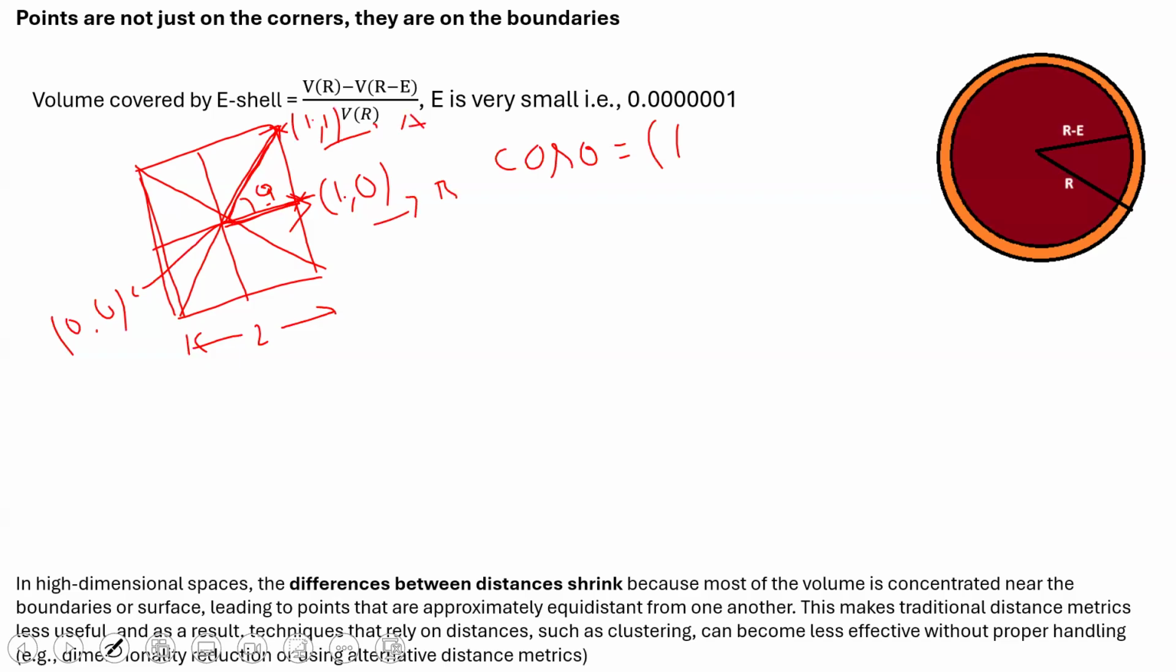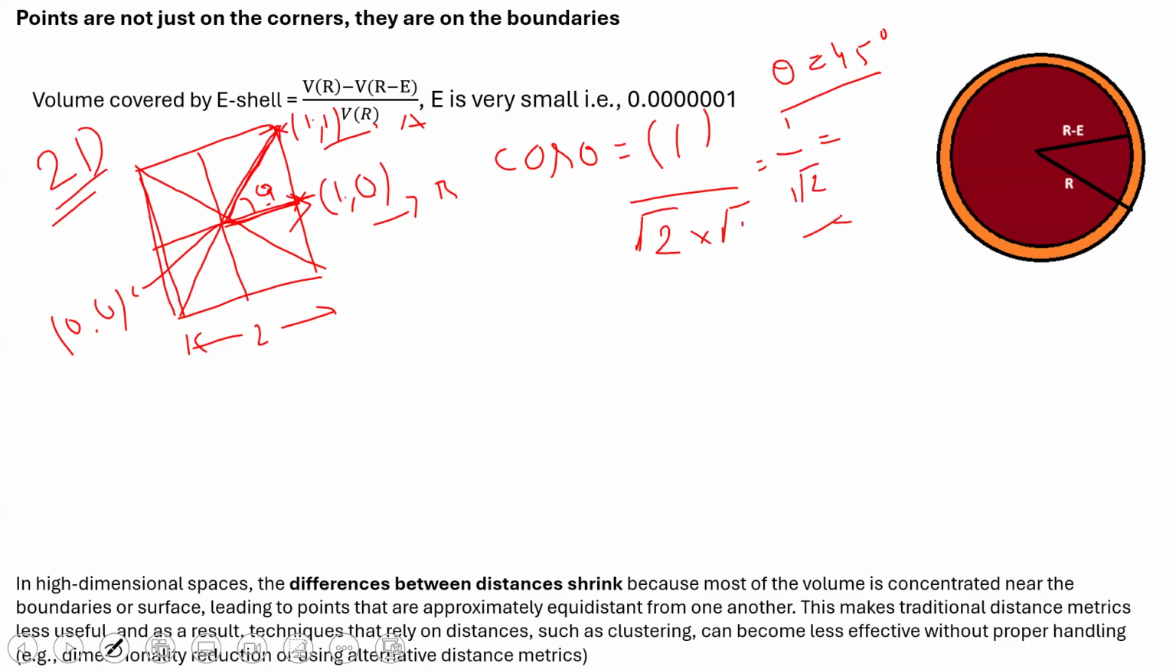So that becomes 1 into 1 plus 1 into 0, divided by mod A, which is root 2, into mod B, which is root 1. So that is 1 by root 2, which means theta is equal to 45 degrees, right? Yes. In two-dimensional space, it is 1 by root 2.